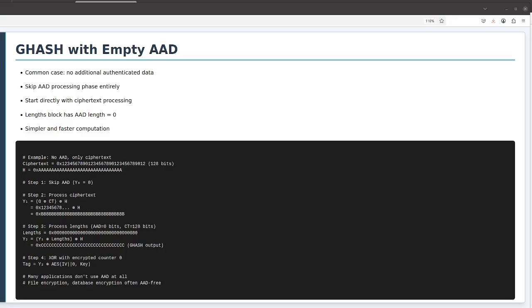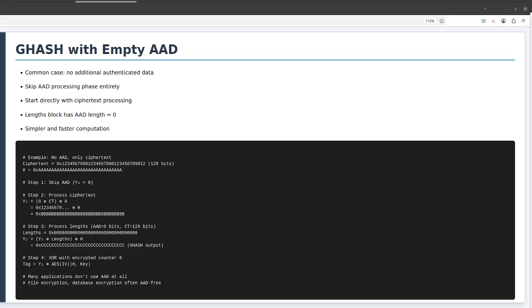Compute Y1 equals (Y0 XOR C1) times H, which equals (0 XOR 0x12345678 and so on) times H, which equals 0x12345678 and so on times H in Galois field. Let us say this gives 0xBB ending with BB.